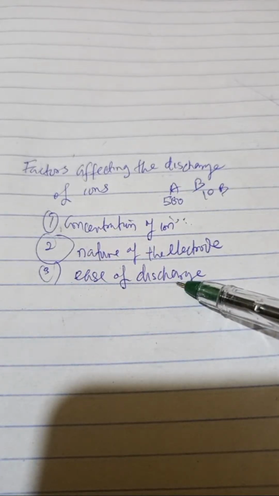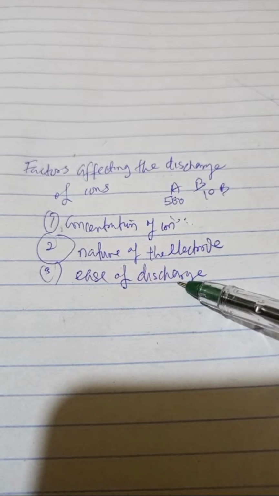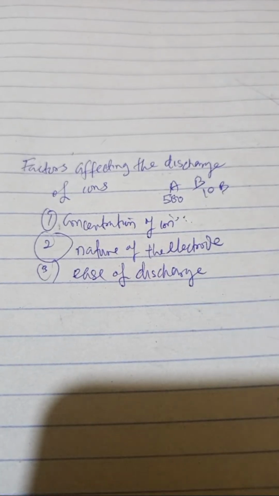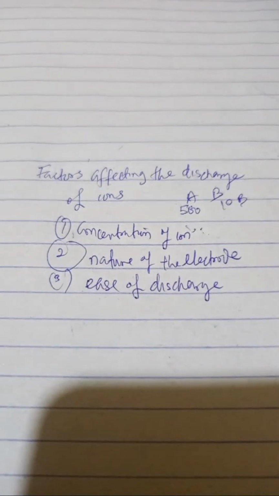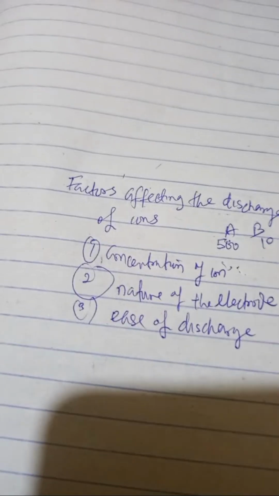So this electrochemical series will help you to know which ion can be discharged in preference to another ion. Now, let me explain the electrochemical series for you. So it's very, very simple. Look at what you're going to do. For electrochemical series, all you have to do is just something like this.